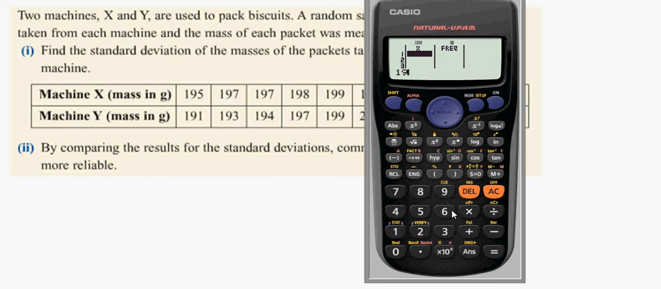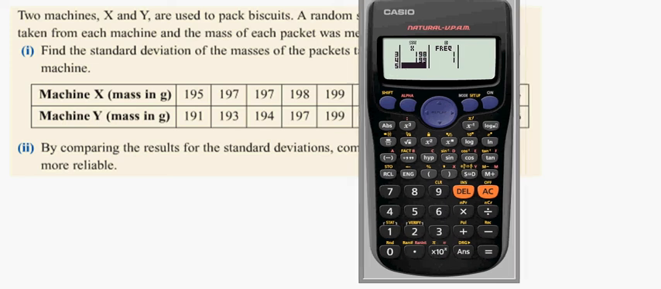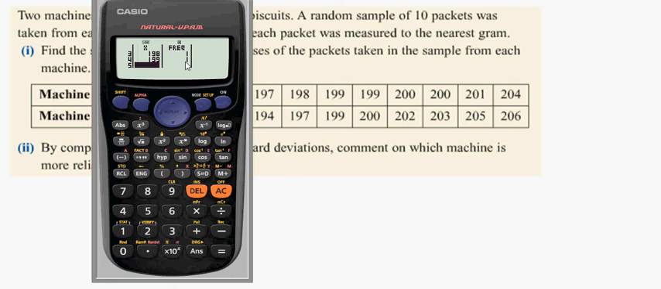Okay, it's going to be 195. 197 pops up twice, so I can do it twice for 197. Then 198, 199. 199 happens twice as well. 200 happens twice. And then 201, 204.